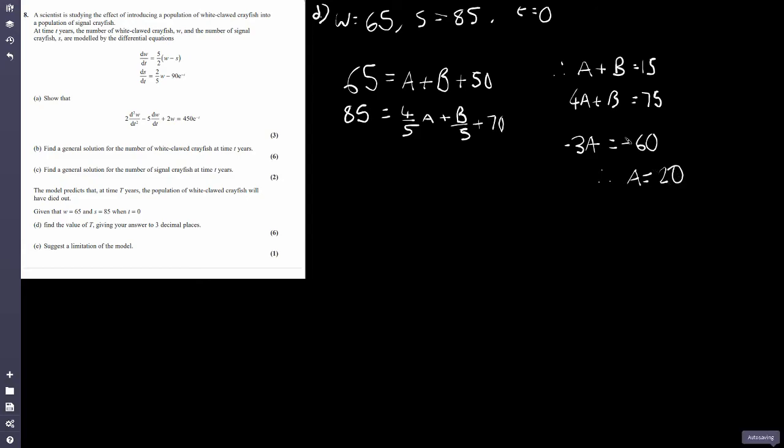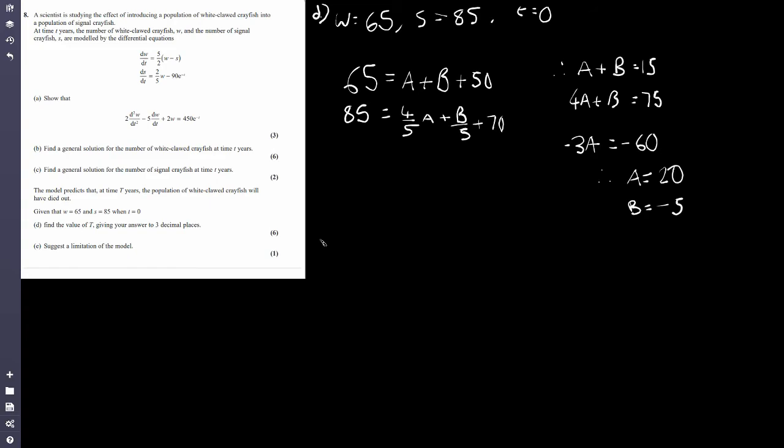And if a is 20, so 20 plus something is equal to 15, b must clearly be minus 5. So b is equal to minus 5. So we've got our value for a and b now. Can we use this? And we're using the fact that w, so the white-clawed crayfish will have died out, so w must be equal to 0. Can we put all this together to solve or find the value of t here?